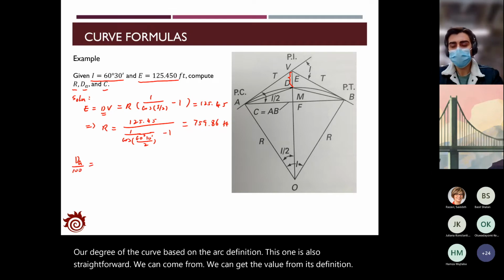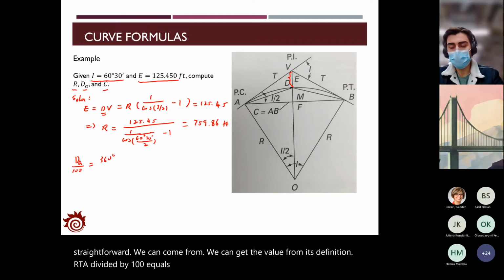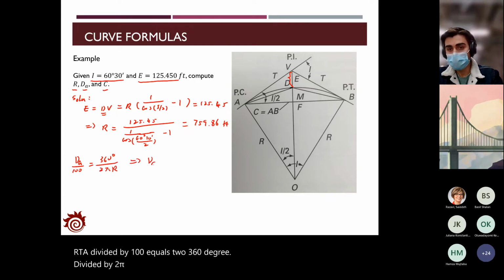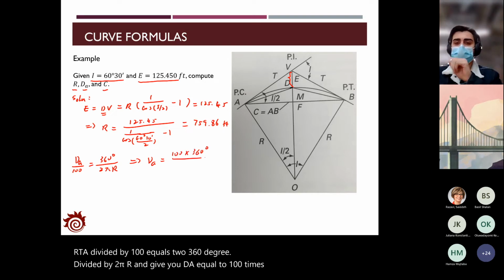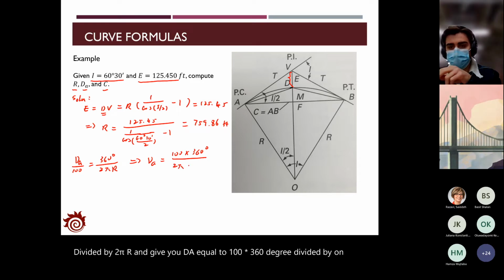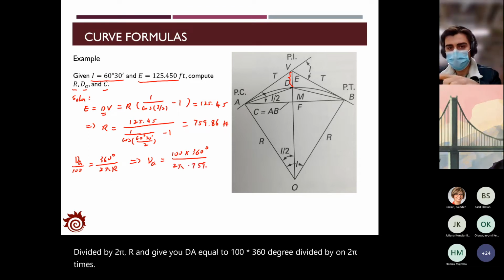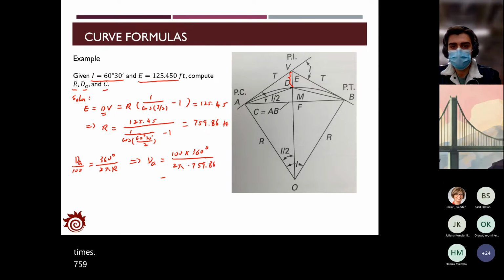dA divided by 100 equals 360 degrees divided by 2 pi r, and that gives you dA equal to 100 times 360 degrees divided by 2 pi times 759.86. So that is 7.4 degrees, which would be 7 degrees, 12 minutes. And the last one is C.